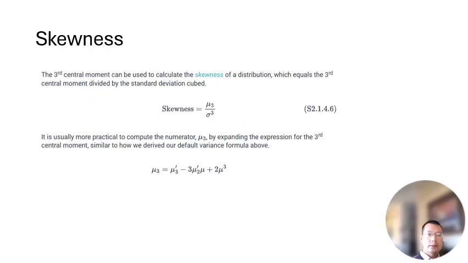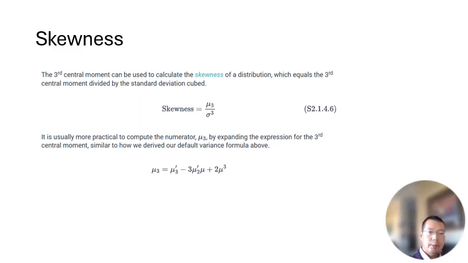Earlier, we talked about the first moment and the second central moment, which is variance. Now we are talking about the third central moment. The third central moment can be used to calculate the skewness of a distribution, which equals the third central moment divided by the standard deviation cubed. So skewness is equal to mu3 over sigma to the third power.